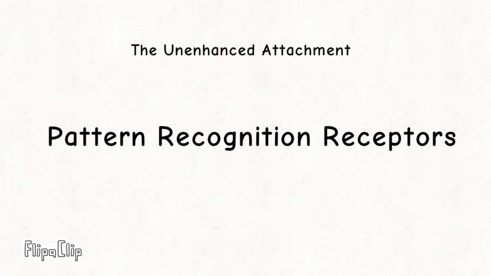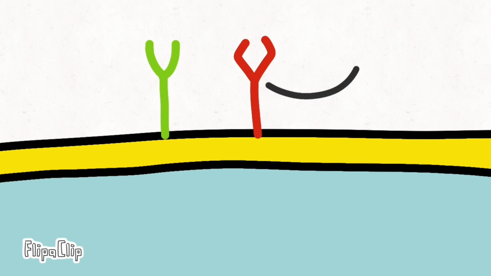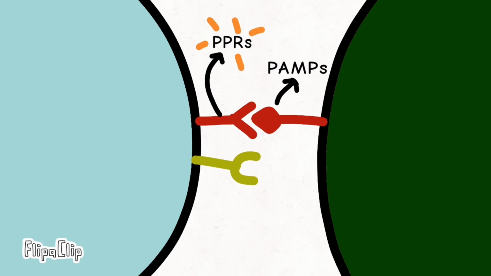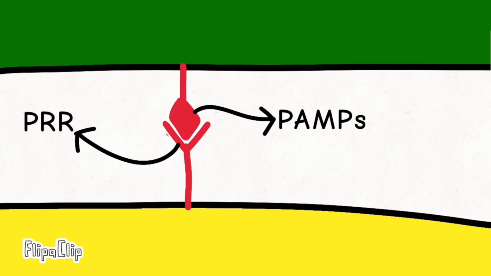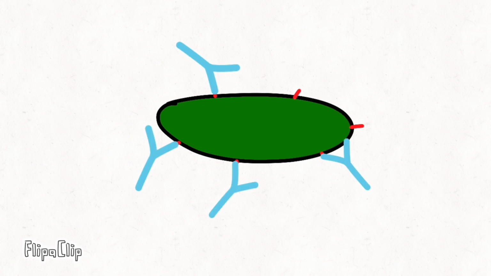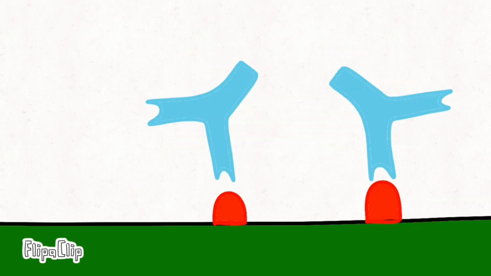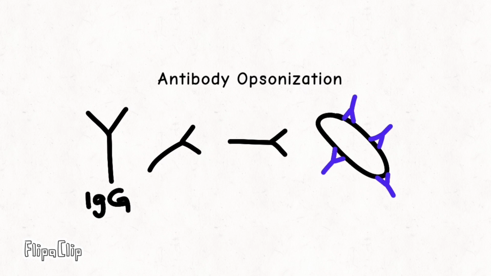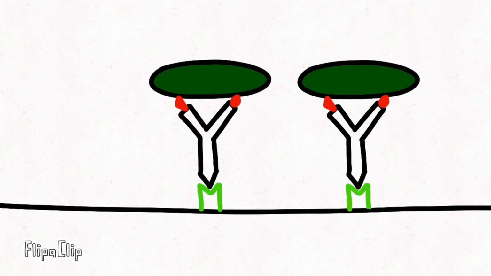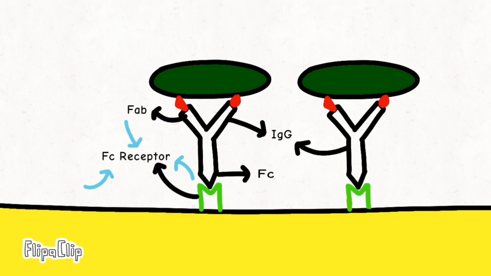The unenhanced attachment of phagocytes involves a glycoprotein molecule or pattern recognition receptor called PRR that is found on the surface of phagocytes. They recognize and bind to PAMPs, or pathogen-associated molecular patterns. Meanwhile, for the enhanced attachment, which is called opsonization, IgG sticks antigens of bacterial proteins and polysaccharides to phagocytes. The Fab portion of IgG binds to the antigen with a complementary shape, while the Fc portion binds to the Fc receptor on phagocytes.